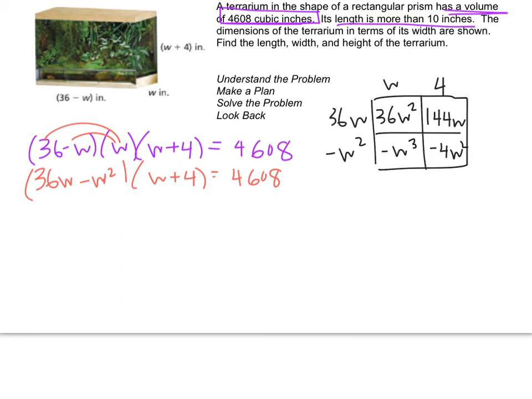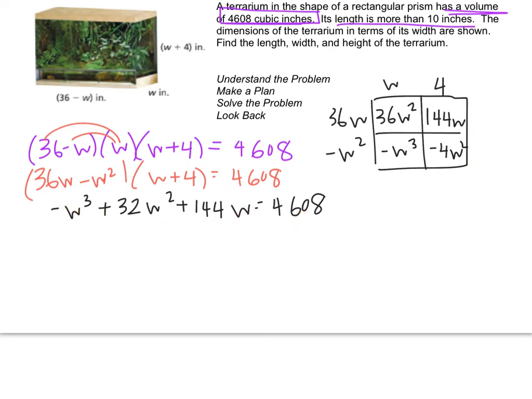So when I combine them, I'll put it in standard form, negative w to the third. Almost had a blooper there. Plus 32w squared plus 144w equals 4608. And I might not know what to do here, but I know when in doubt, set it equal to 0. Now I could bring this 4608 over, but then I'll still have a negative leading coefficient. So what I'm going to do is take all these things and move them over to the right.